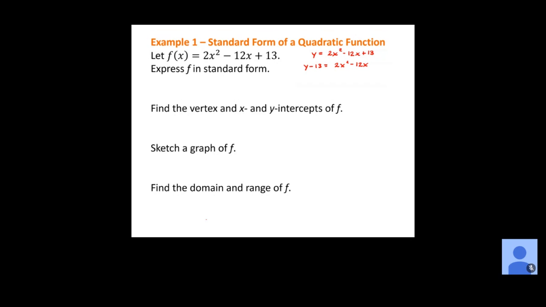Now, if you have some value in front of x squared other than a 1, in this case we have a 2 there, the next step in completing the square is we have to factor out whatever factor we have there. So I'm going to factor out the 2 this time. We're going to have y minus 13 equals 2 times x squared minus 6x. Notice I did not factor out the x, I only factored out the 2. So only factor out the number part, not the variable.